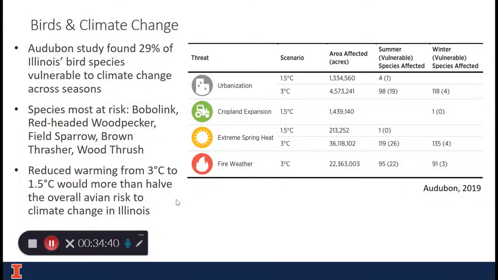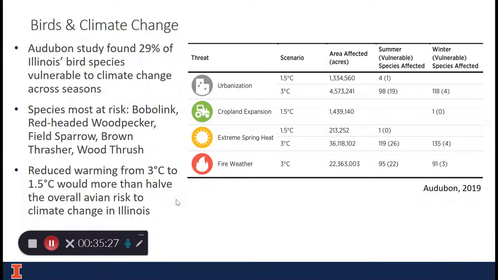Our avian friends are also impacted by climate change. A study by the Audubon Society in 2019 found that roughly 30% of Illinois' bird species are vulnerable to climate change across seasons. Now, depending on the bird species, we may see changes in winter temperature or rainfall affecting it more than summer temperature or rainfall. But again, there are certain species more at risk than others, and these are ecologically and culturally important species here in Illinois. There's the bobolink, the red-headed woodpecker, the field sparrow, brown thrasher, wood thrush, just to name a few.